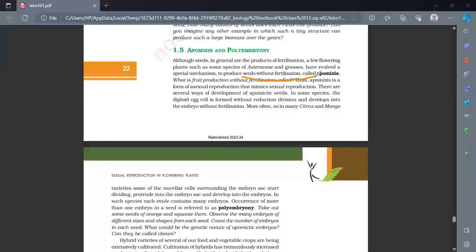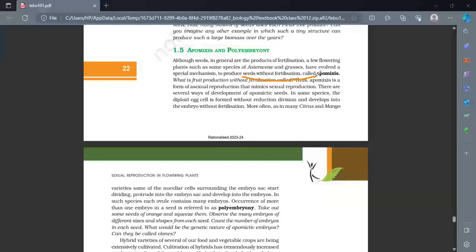Now you can understand what's happening. The development of seed happens once the fertilization happens. But there are a few species of grasses and others that keep on producing the seed even without fertilization having happened. And this condition is known as the apomixis condition. So make sure that you remember this term also.